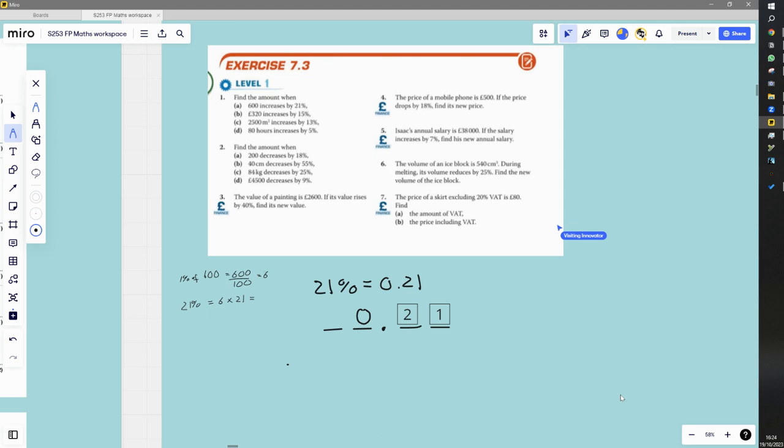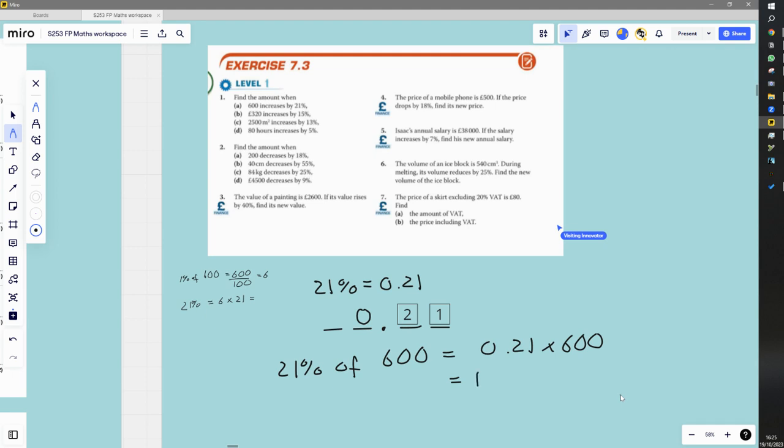So if we can do that automatically, it kind of speeds it up, and we can go: 21% of 600 is equal to 0.21 times 600. Okay. So this time I will do it on my calculator. I could talk about how to do this without a calculator, but at the moment I'm just interested in the actual sum, as opposed to how to work it out in your head or without a calculator.